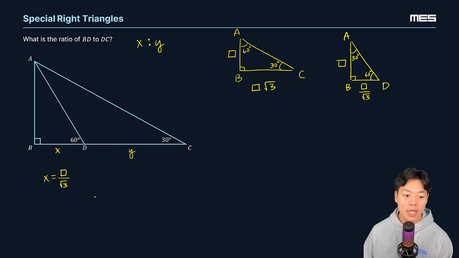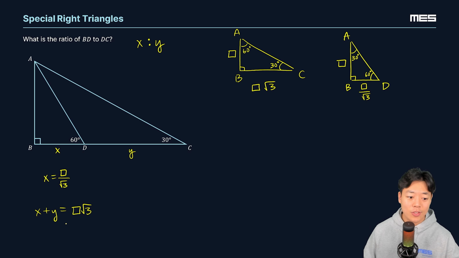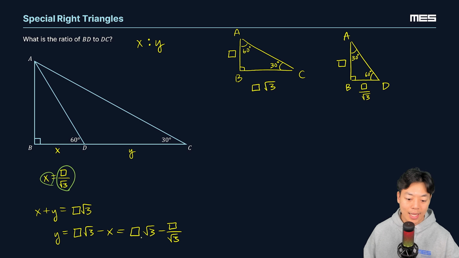Y we don't know yet, but we know that x plus y is equal to box radical 3. All right, so I can write y in terms of x if I subtract x on both sides. I'll get y is equal to box radical 3 minus x, which will be box radical 3 minus box over radical 3. What I did here is I substituted this for that x.